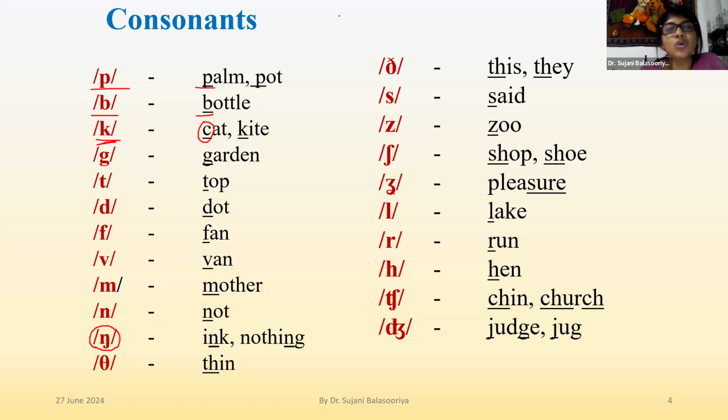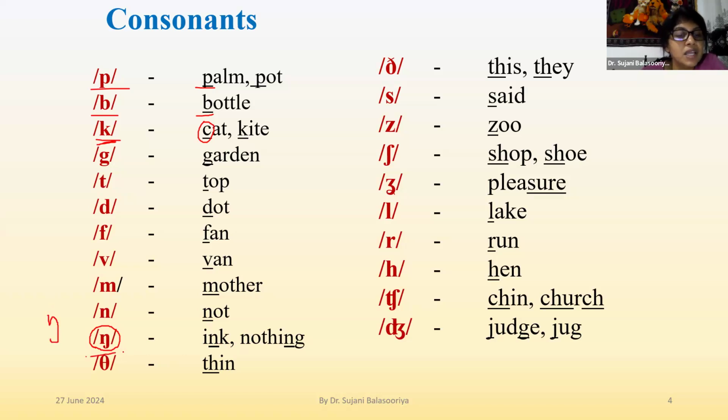So you can switch on, switch off your mics and try to identify these sounds by pronouncing on your own. To be heard to yourself, that's enough. So this is ng. Ng is there in the middle of ink and at the end of nothing. Ng sound. And this is how you write the symbol. It's like this.